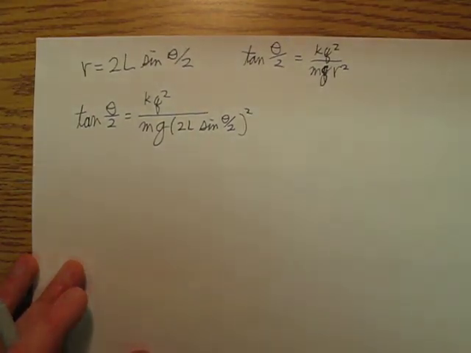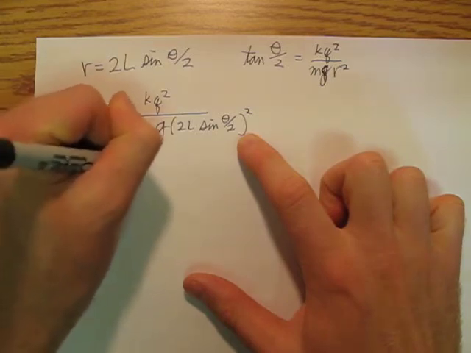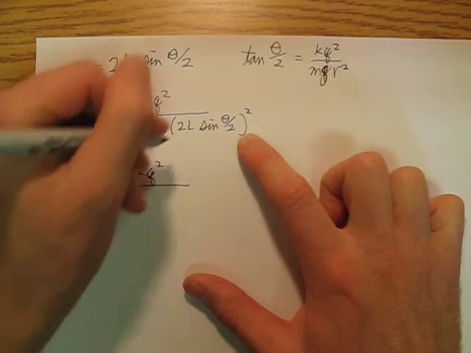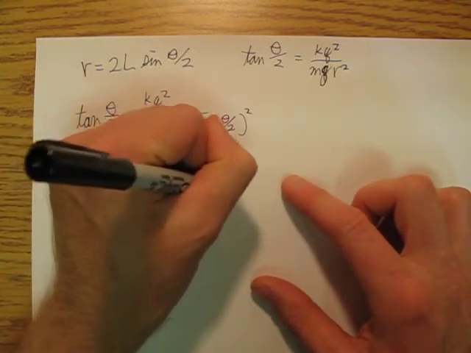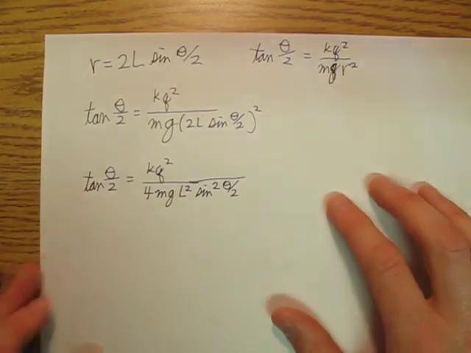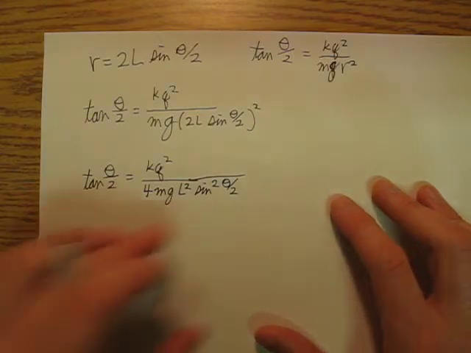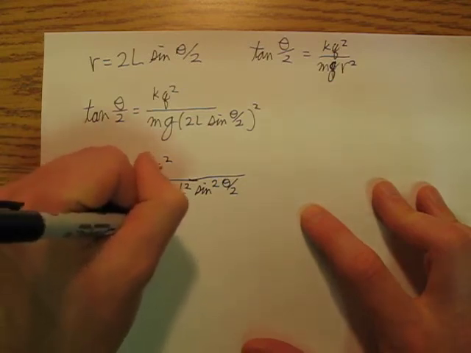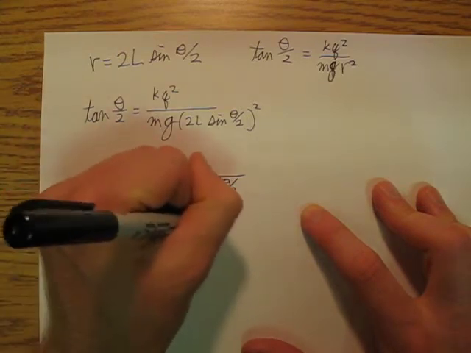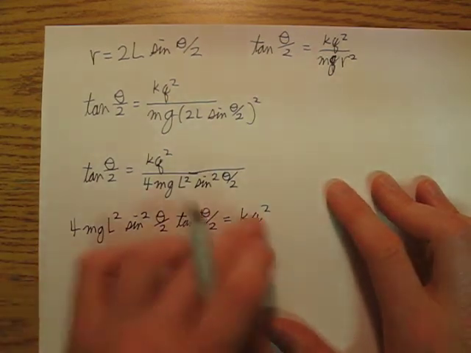Okay, so then finally, I'm not really finally, I'm going to make that 4 mg L squared sine squared theta divided by 2. Okay, and I think I'm just going to might as well put it all on one line. So I'm going to have 4 mg L squared sine squared theta divided by 2 tan theta divided by 2 equals k q squared.